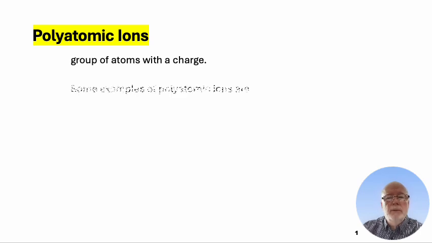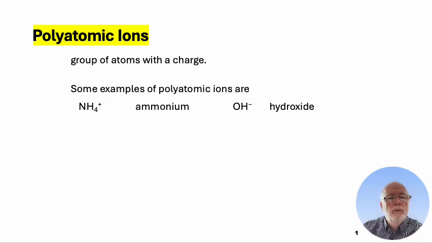So some examples of polyatomic ions are the following. NH4 positive, that's called ammonium. OH minus is called hydroxide. Now, when you look at these formulas, you have to understand what the charge means and what those symbols mean.